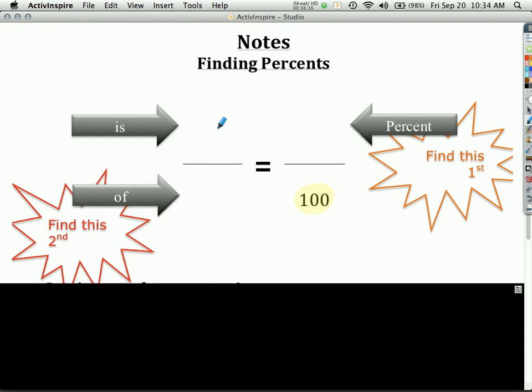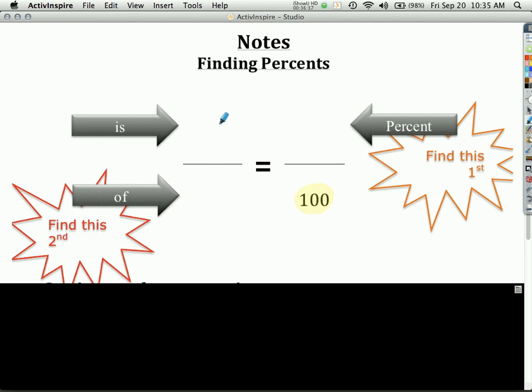Before I explain the of and the is, do things in this order. You always put the 100 here. Then you're going to find the percent first. Then you do the of. So it goes like this. Here, here, here. The last thing you're going to fill in is this.